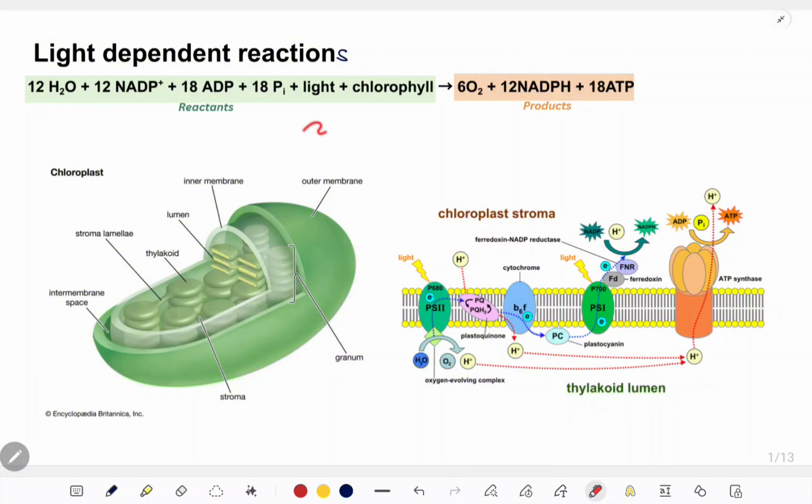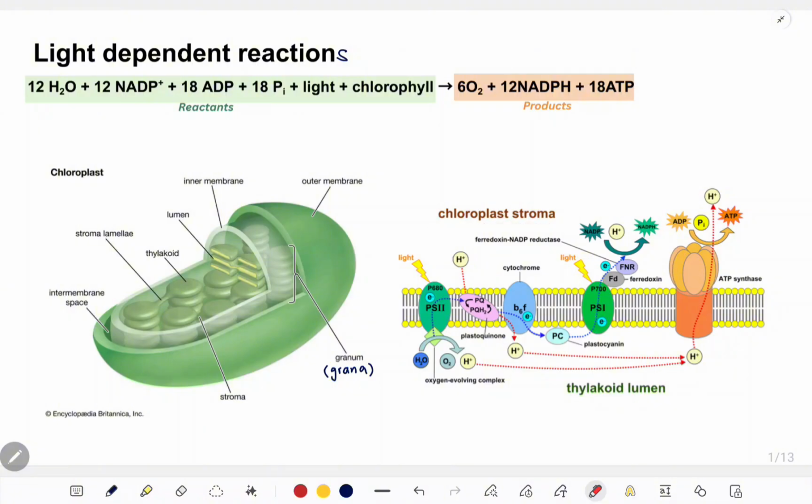You can imagine thylakoids as flat pancakes, and stacks of thylakoids are called grana, and one stack is called a granum. So this is the plural, grana. Let's zoom into the thylakoid membrane. The thylakoid membrane separates two spaces, namely the chloroplast stroma and the thylakoid lumen. So the lumen is the inside of the thylakoid and the stroma is the fluid outside.